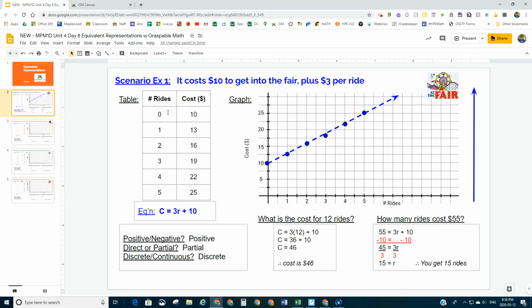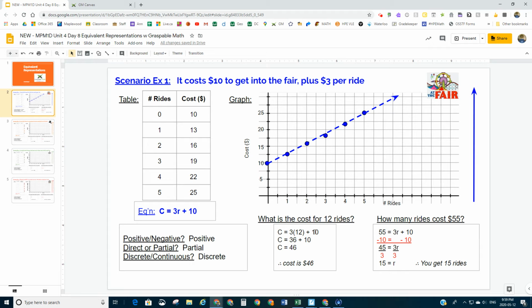So it costs $10 to get in. That's why 0 rides cost $10, and then 1 ride is $3 more, $3 more, $3 more, and you get this graph. So that was all what we reviewed. And then at the end, we tried to answer these 2 questions here. What's the cost for 12 rides? And then how many rides does it cost for $55?